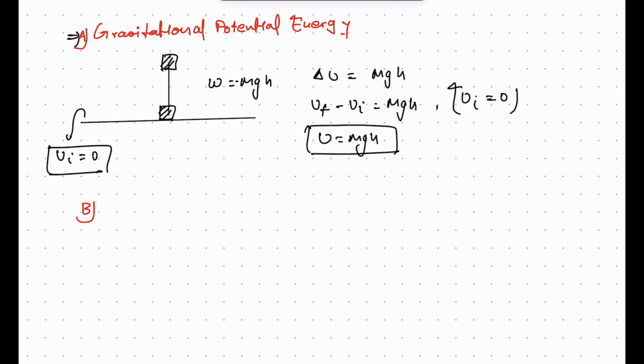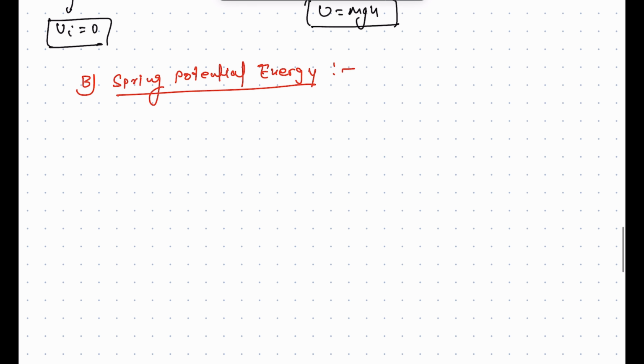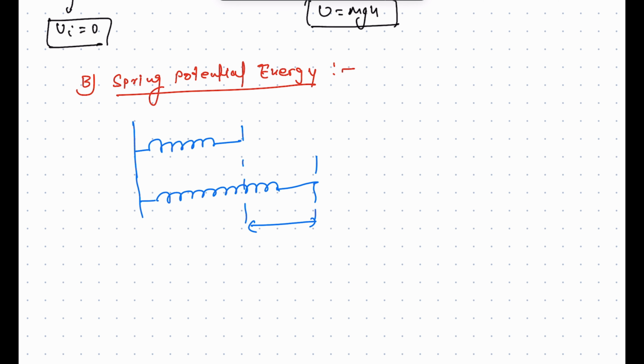Then we define another one, which is the spring potential energy. So how do we define the spring potential energy? Let's suppose there is a spring and initially it is in the unstressed position. Right now it is at its natural length, and now you apply a force and gradually expand it to an extension x. Initially it is here and finally it is here, so there is an extension x. In this process, the spring force is going to be minus kx, opposite to the displacement. If the displacement is in this direction, then the force will be in this direction. So this is the spring force.